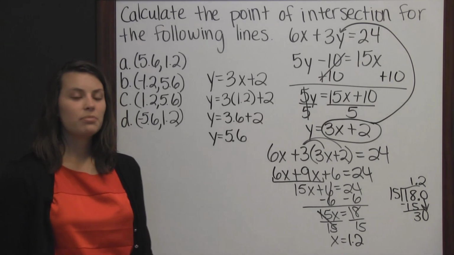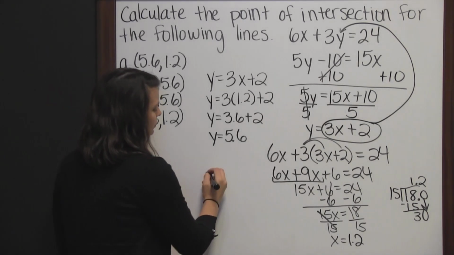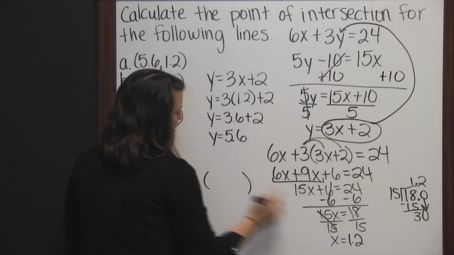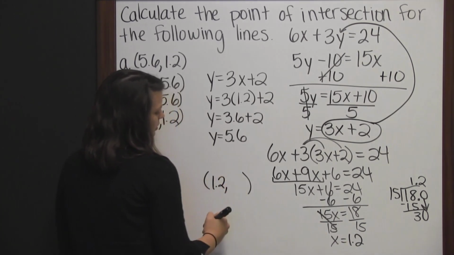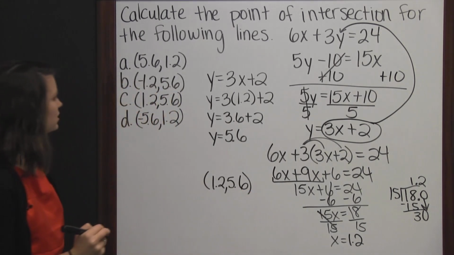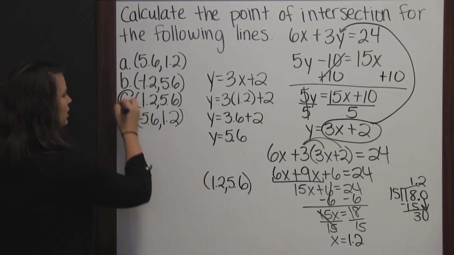Finally, we need to put both of these coordinates together as an ordered pair. X is 1 2/10 and y is 5 6/10, which means our answer is C.